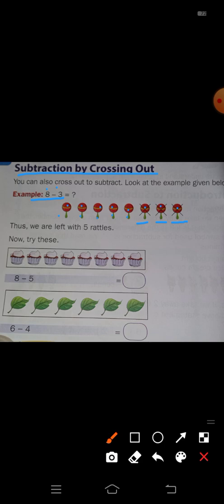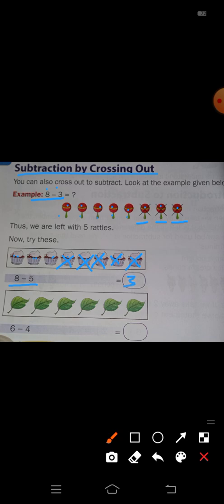Here, 8 cakes are there. 1, 2, 3, 4, 5, 6, 7, 8. Okay, 8 minus 5 is there. Just see this. 8 minus 5. So cross out 5. 1, 2, 3, 4, 5. So how many cakes are left here? 1, 2, 3. So only 3. So 8 minus 5 is how much? 3. So write here 3.